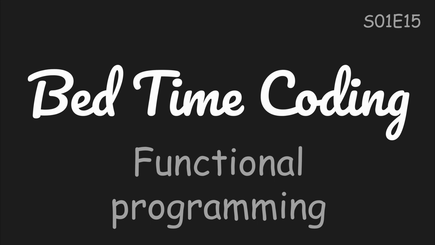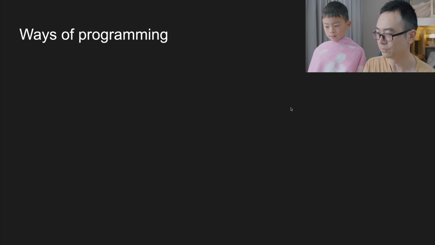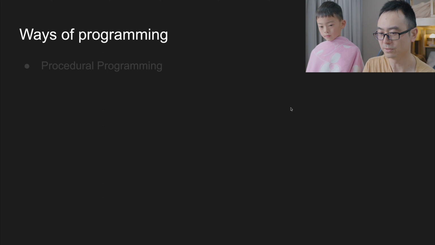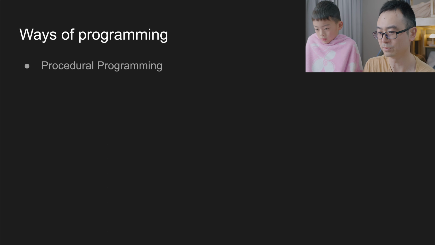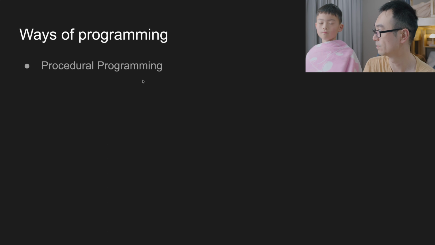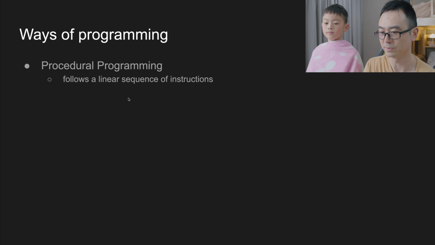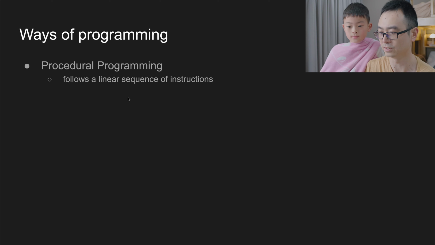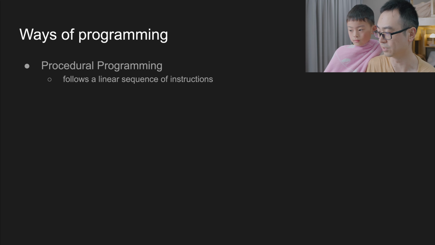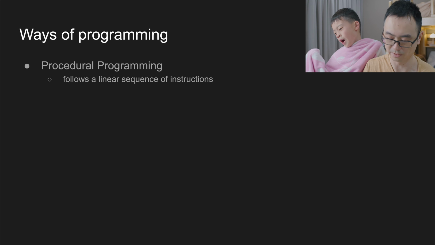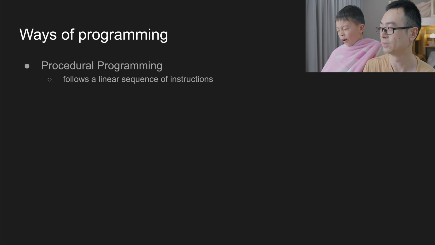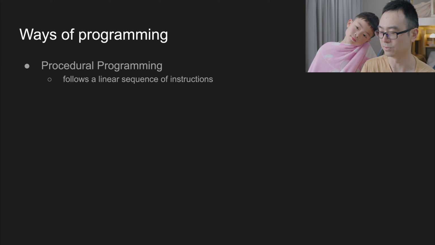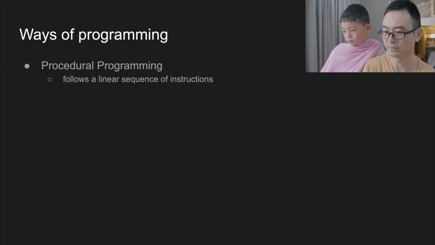Today we're going to be learning about functional programming. There are different ways of programming. What you have been using now is called procedural programming. Procedural programming is basically line by line. You just do your coding and then the code is executed line by line. That's how it works in your game, right? It reads from the top to the bottom and does it one by one.